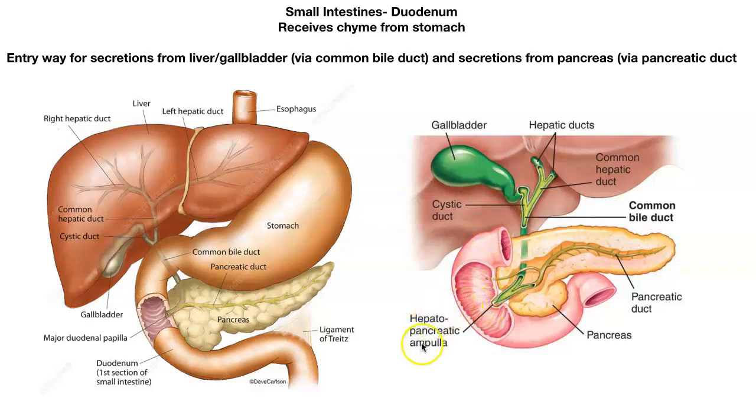Hepato because it's coming from the liver, pancreatic because it's coming from the pancreas. So the pancreas is both an endocrine and exocrine gland. This is the exocrine gland part. Remember, exocrine glands secrete their secretions through ducts. So the pancreatic duct and bile duct join to form the hepatopancreatic ampulla, and then they're going to be dumping their secretions into the duodenum.